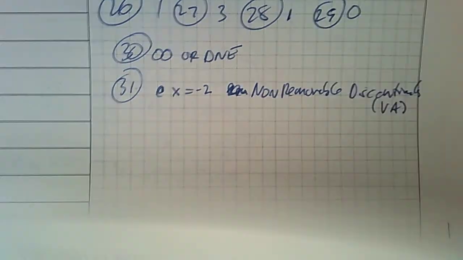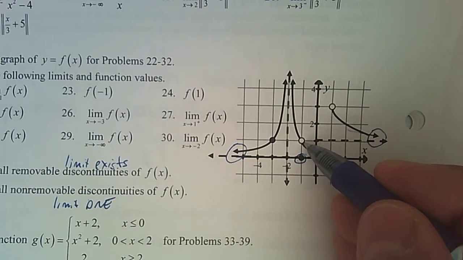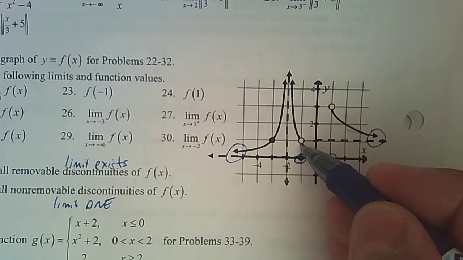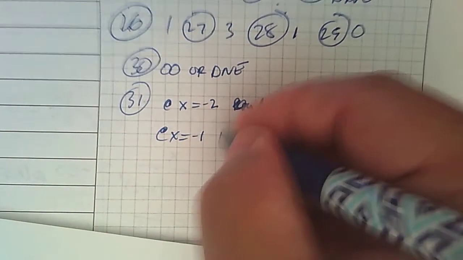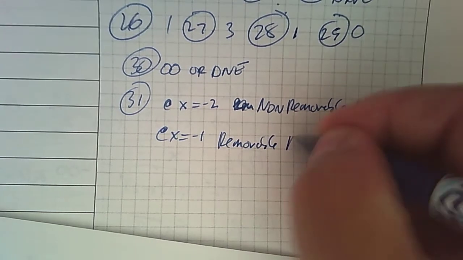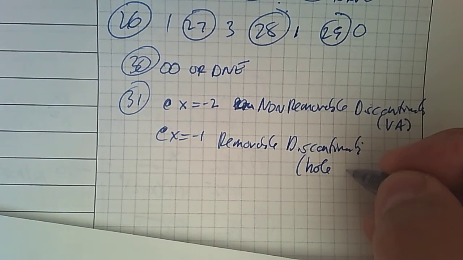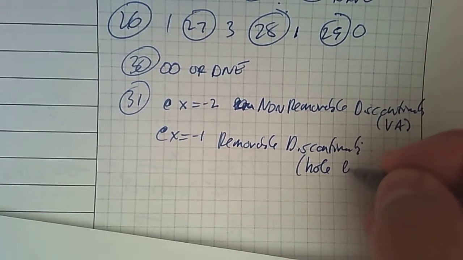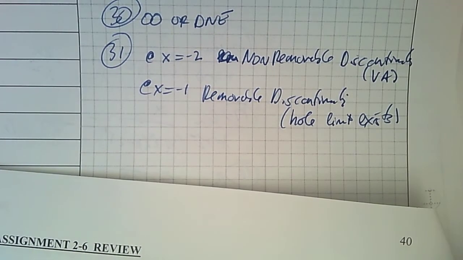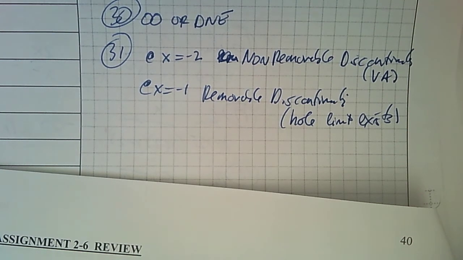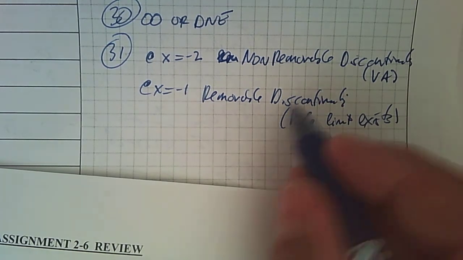Where else is there a discontinuity? So keep going left to right. The next one is at negative 1. So at negative 1, there's a hole. Does the limit exist at that hole? Yes. So therefore, it's removable. Now, just because there's a hole doesn't mean the limit exists, but the limit can exist at a hole, but cannot exist at a vertical asymptote. So there's a hole and the limit exists, that's why it's removable.